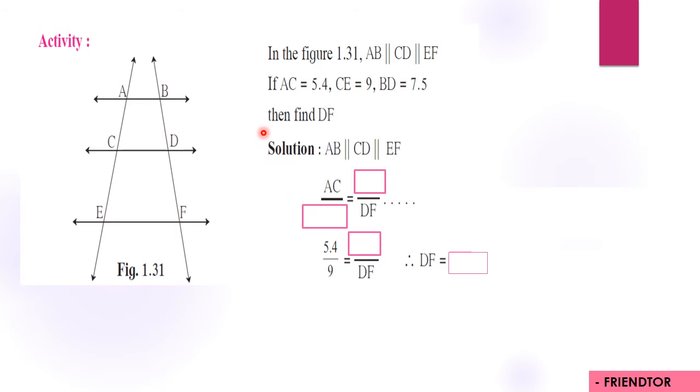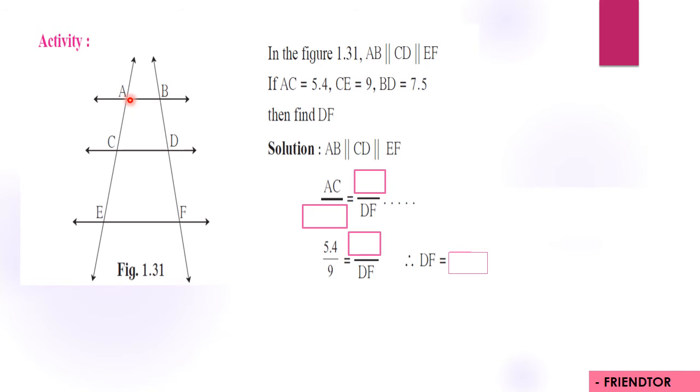We have three parallel lines, that is AB parallel to CD parallel to EF. All these three are parallel lines. AC is 5.4, CE is 9, BD is 7.5, and we need to find DF. When you have three parallel lines and two transversals, we can say it is similar to the basic proportionality theorem.